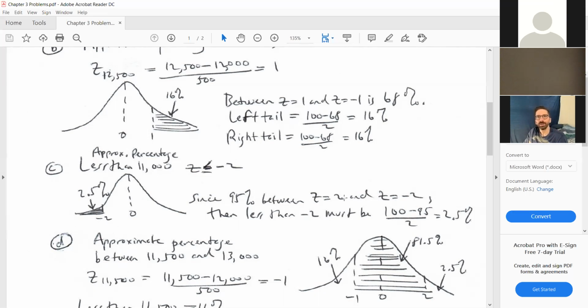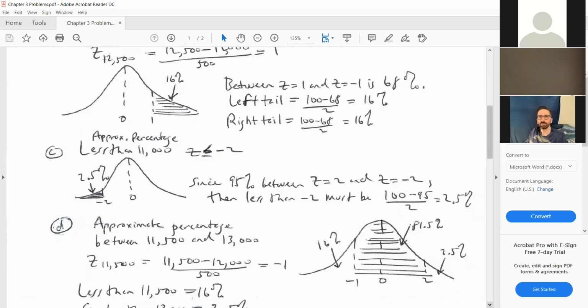Okay. All right. Part C said, how about the percentage less than 11,000? Well, we know that 11,000 is -2 standard deviations from the mean. It's 2 standard deviations to the left of the mean. We know between -2 and 2 is 95%. What's left is 5%, right? And that means half of the 5%, or 2.5%, will be on the left tail. The other 2.5% will be in the right tail. So the answer to this question is 2.5%.